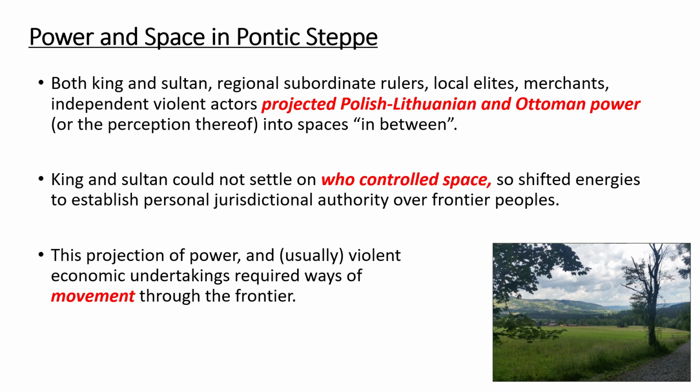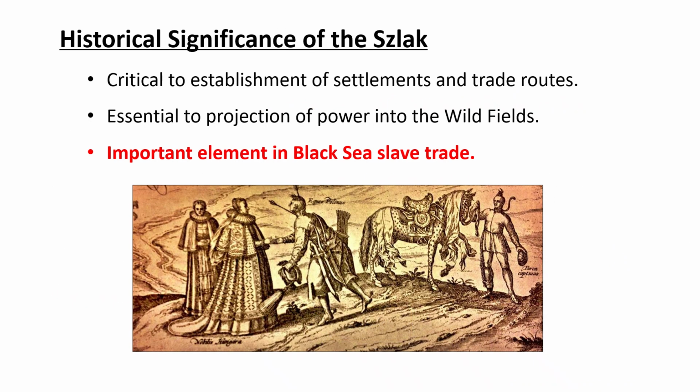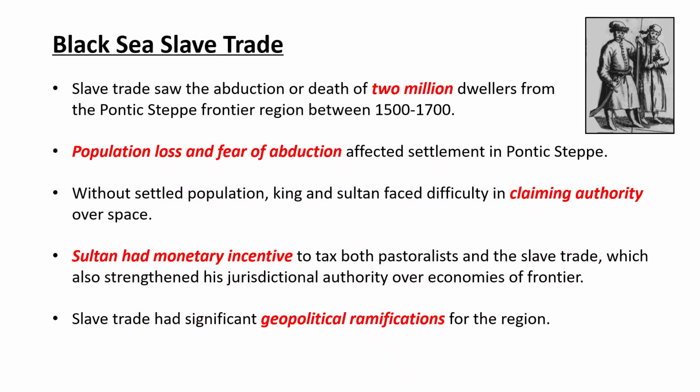This projection of power was heavily reliant on access to and means of movement through this region, hence the importance of the schlock routes. Schlock routes were also an important element in the Black Sea slave trade. In the 16th and 17th centuries, over 2 million Pontic steppe dwellers were sold on Ottoman slave markets.